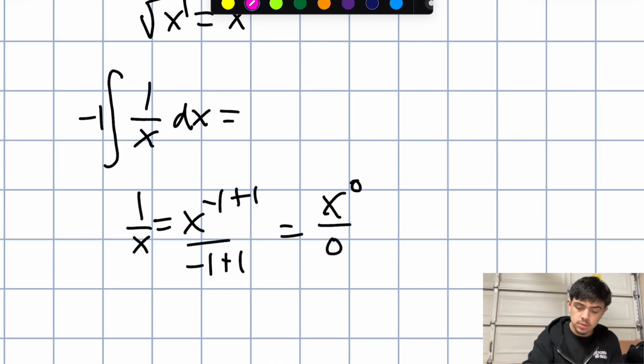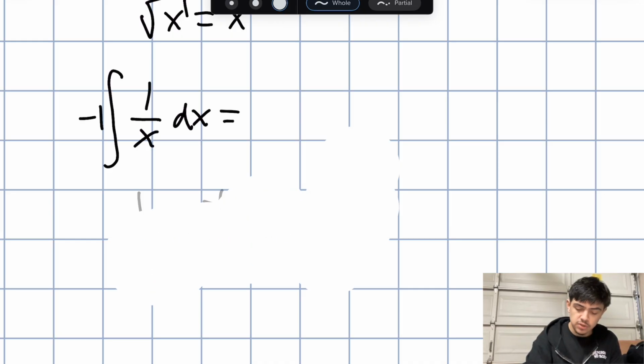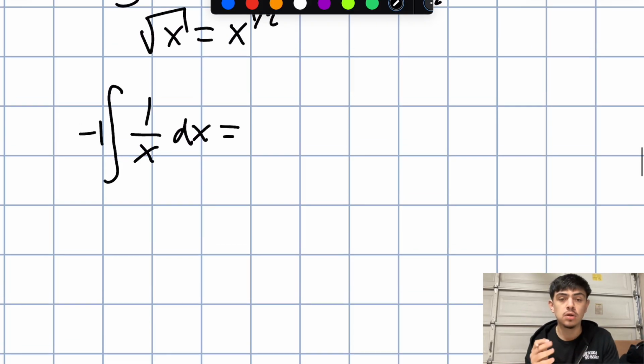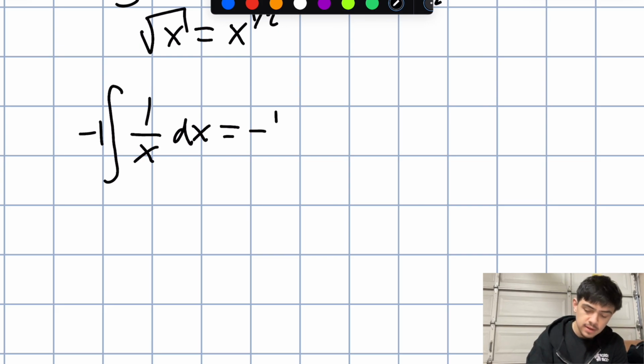So whenever we have the case of just 1 over x or any number over x, we can always pull that number out to the front, giving us this 1 over x. This is called a table integral. This is just a common integral that you must know. You can either have it on the sheet of notes or memorize it. Whenever you have the function 1 over x, it's always going to be equal to the natural log of the absolute value of x. So we have this negative natural log of the absolute value of x.